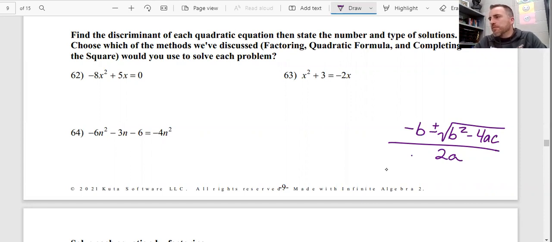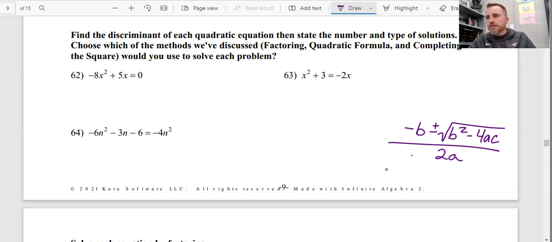And if it's 0, then usually you have negative b plus a number, you divide it by 2a, and that's one solution. You have negative b minus a number, you divide it by 2a, and you get the other solution. However, if it's 0, then it's just negative b over 2a. You have one number that's your solution. So let's find out what we have on number 62 here.